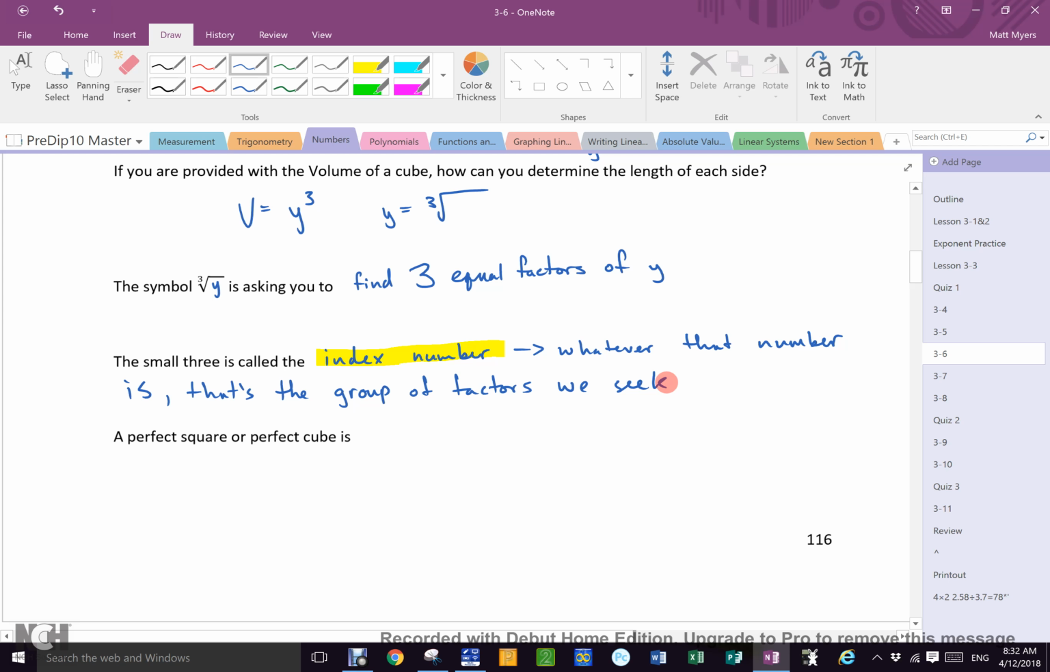Except when there's no number there. When there's no number there, you're looking for 2. So a root is 2. Cube root, 3 factors. Fourth root, 4 factors. X root, X factors. Got it?